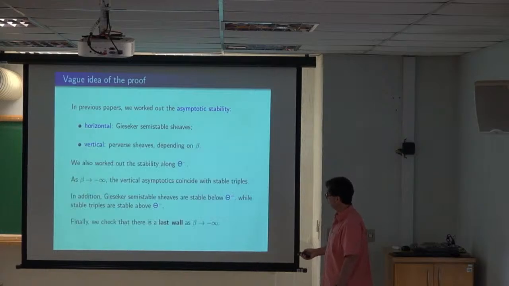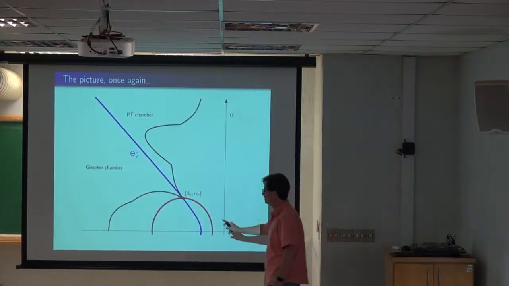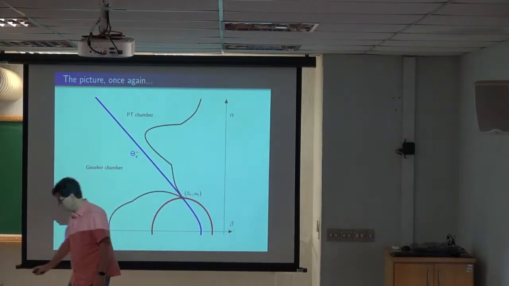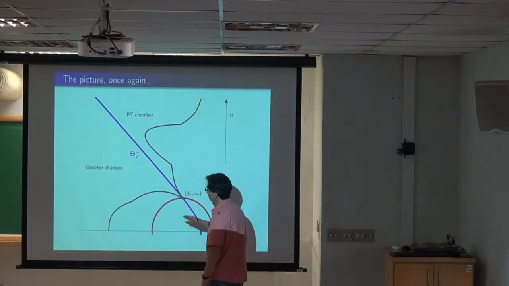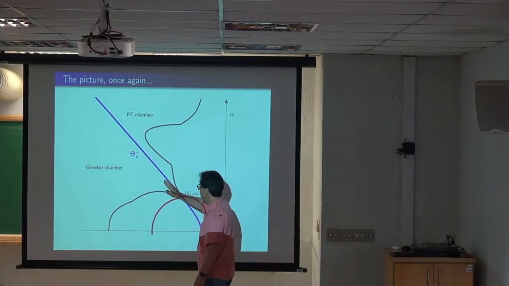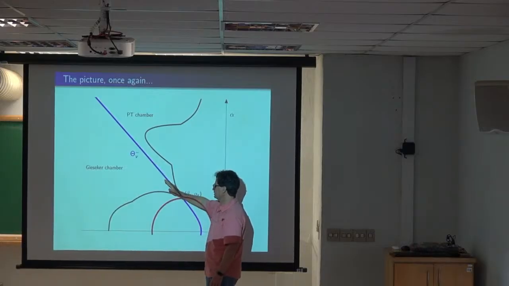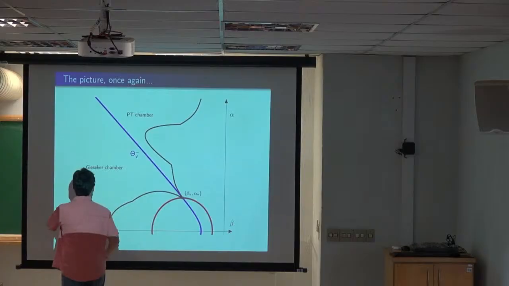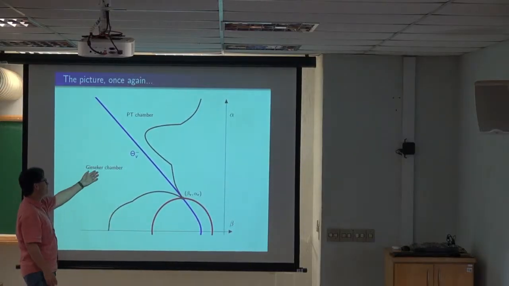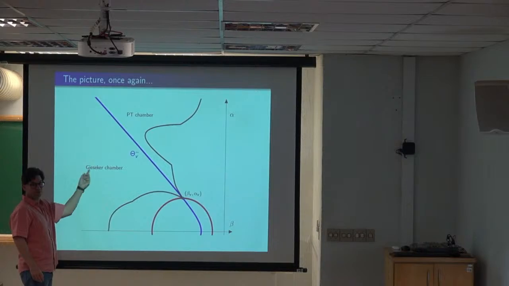Maybe I can give a rough idea of the proof based again on the picture. The argument has a few steps. One was to characterize the Bridgeland semi-stable objects at the wall. Then we also understood the asymptotically stable objects. If you go to infinity in this direction, what are the stable objects? We found that these were the Gieseker semi-stable sheaves.